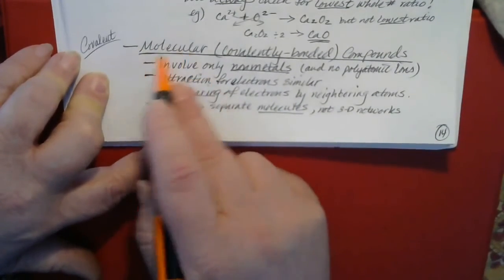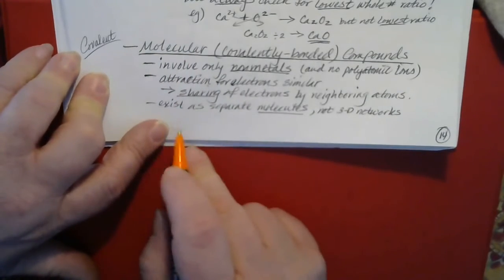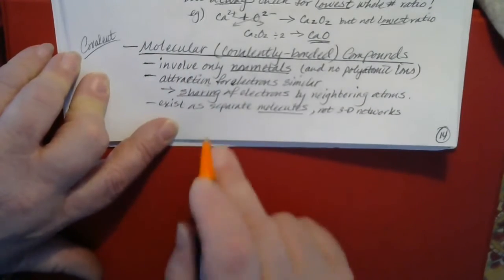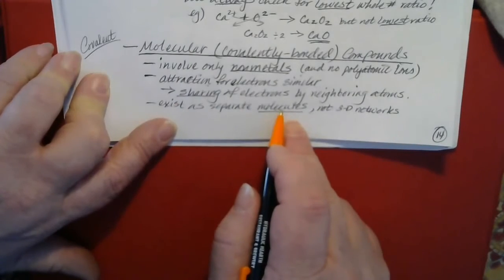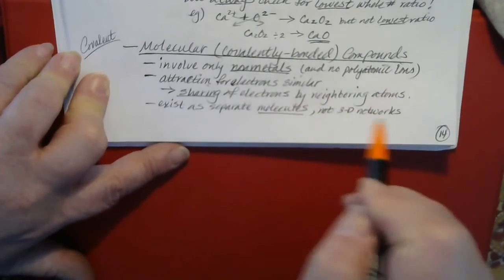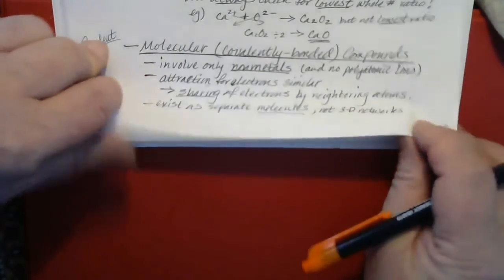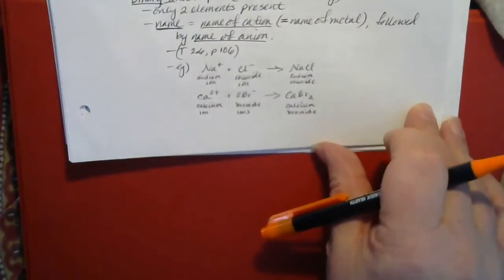And they're sometimes called molecular compounds because they exist as independent, separate molecules, sort of independent of each other, not the 3D networks like you have for ionic compounds. So separate individual molecules.